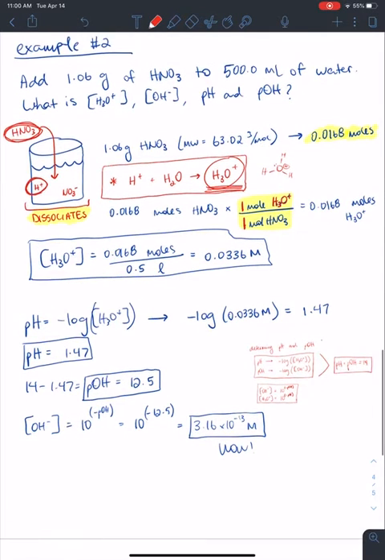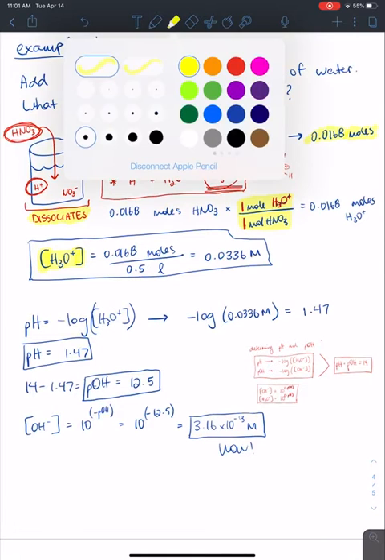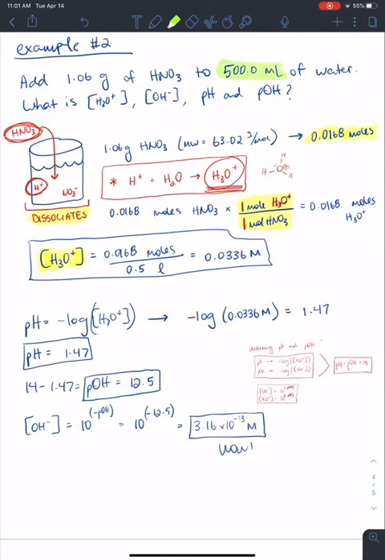So then to calculate the concentration of hydronium cations, we know that we need to do moles over liters. Molarity is moles over liters. So we have 0.0168 moles of hydronium cation over 0.5 liters, which was our total volume, right? We added it to 500 milliliters. We had to convert milliliters to liters, which ends up being 0.5. We find that we have a concentration of 0.0336. So we answered one question. We answered what's the concentration of H3O+.